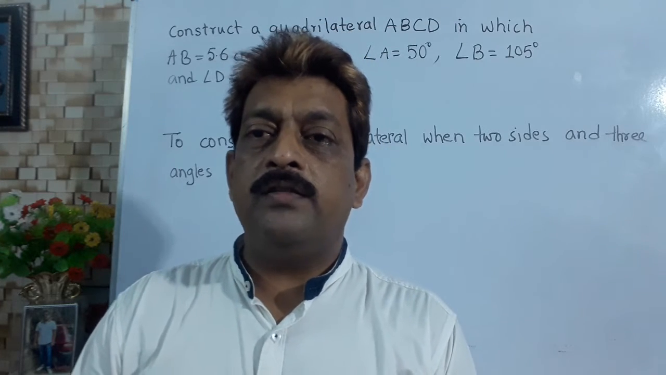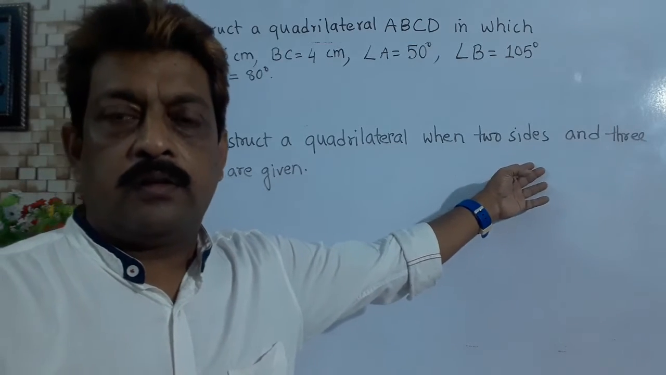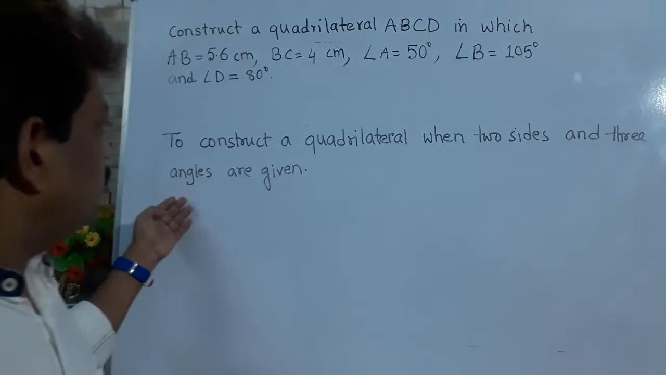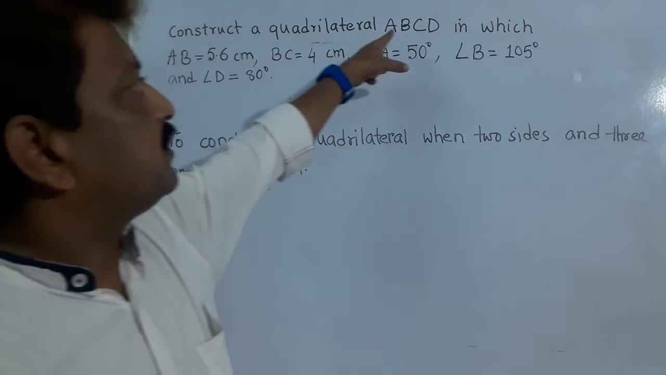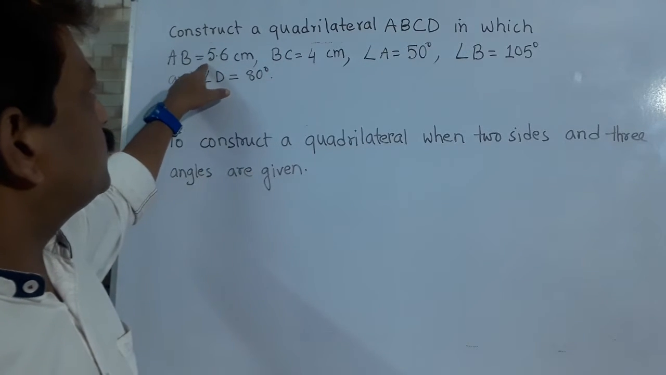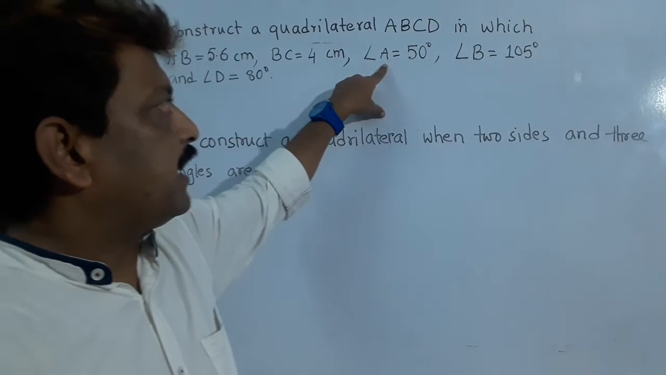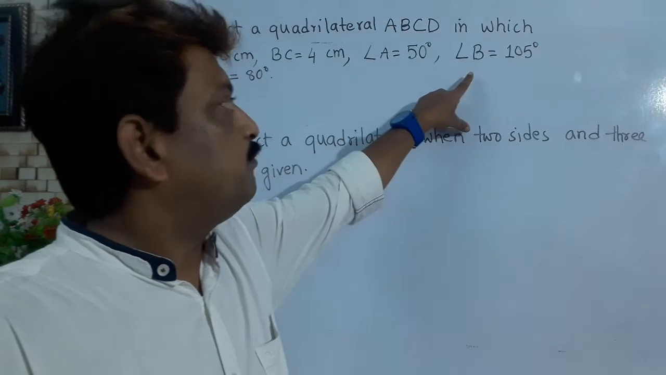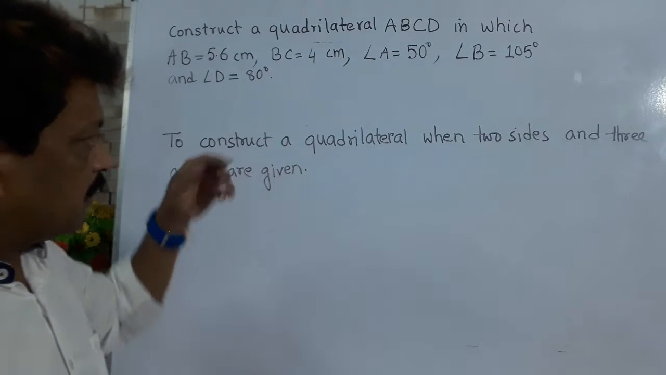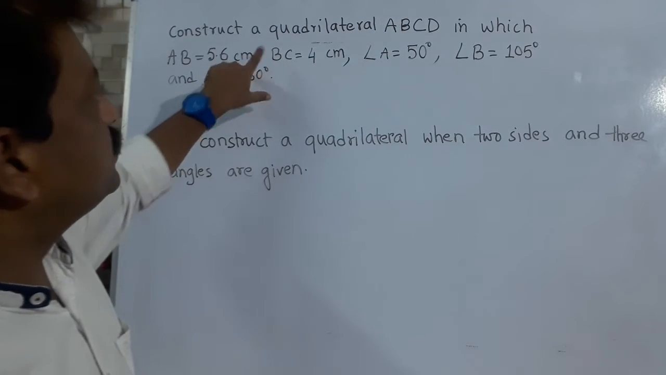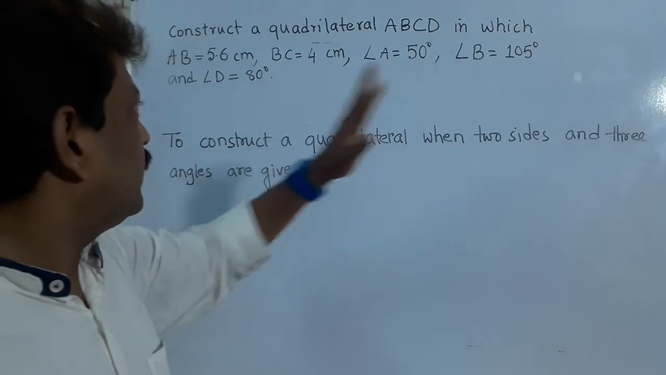Now, today our topic is to construct a quadrilateral when two adjacent sides and three angles are given. Here is the question: construct a quadrilateral ABCD in which AB equals 5.6 centimeter, BC equals 4 centimeter, angle A equals 50 degrees, angle B equals 105 degrees, and angle D equals 80 degrees. That means the two adjacent sides AB and BC are given and three angles are given: angle A, angle B, and angle D.